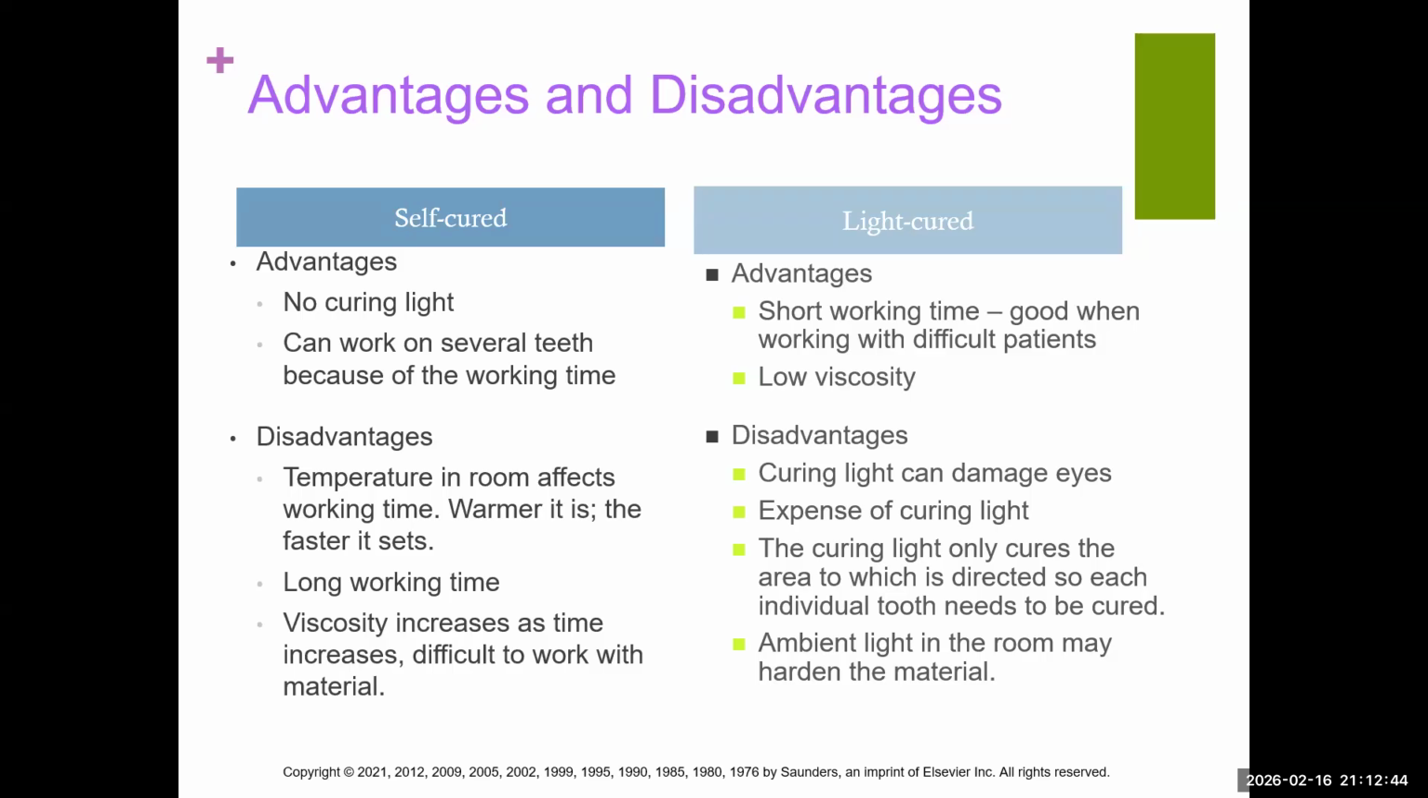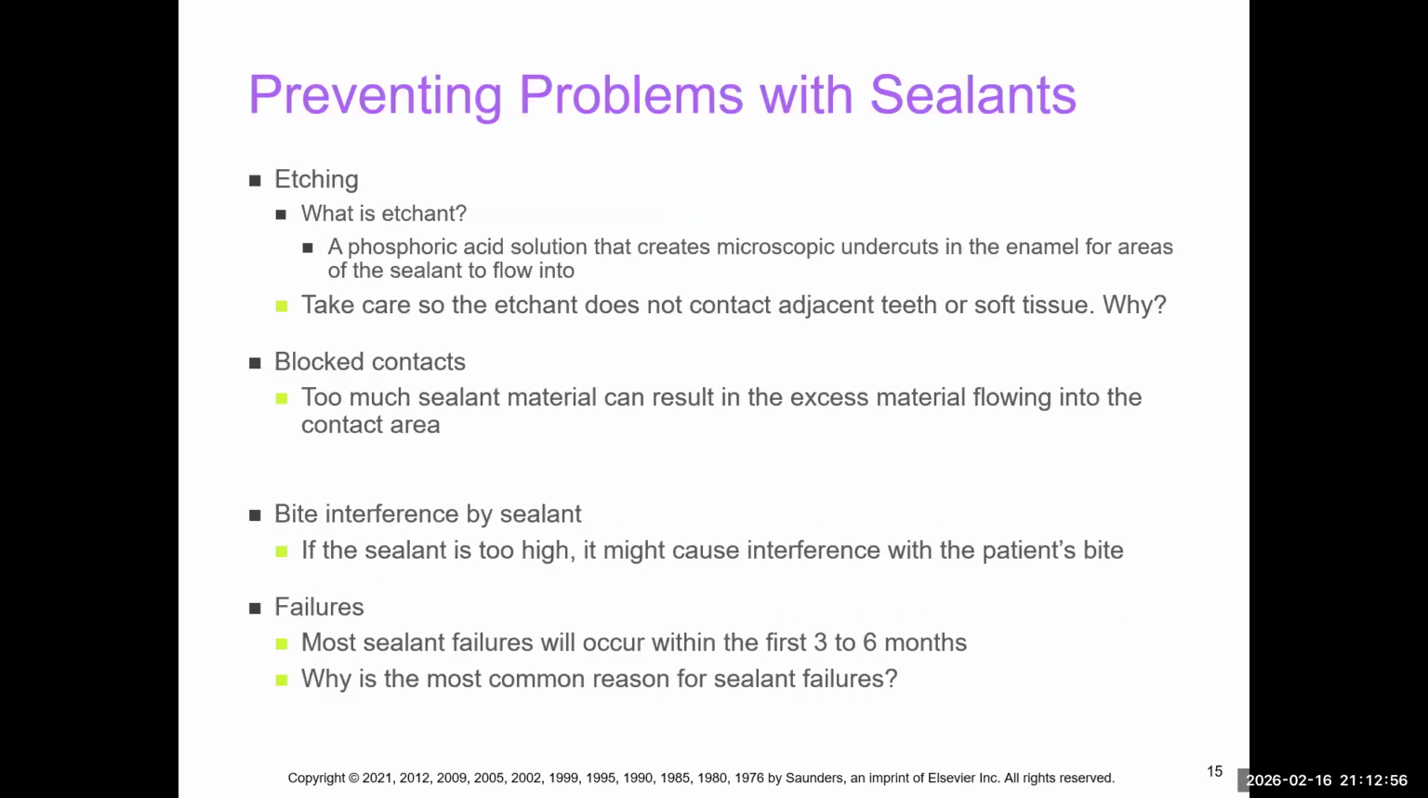The curing light, at the expense of the curing light, is in and of itself a negative. And the curing light only cures the area to which it's exposed. Ambient light in the room can actually harden the material as well. Okay. So you want to prevent problems with sealant.